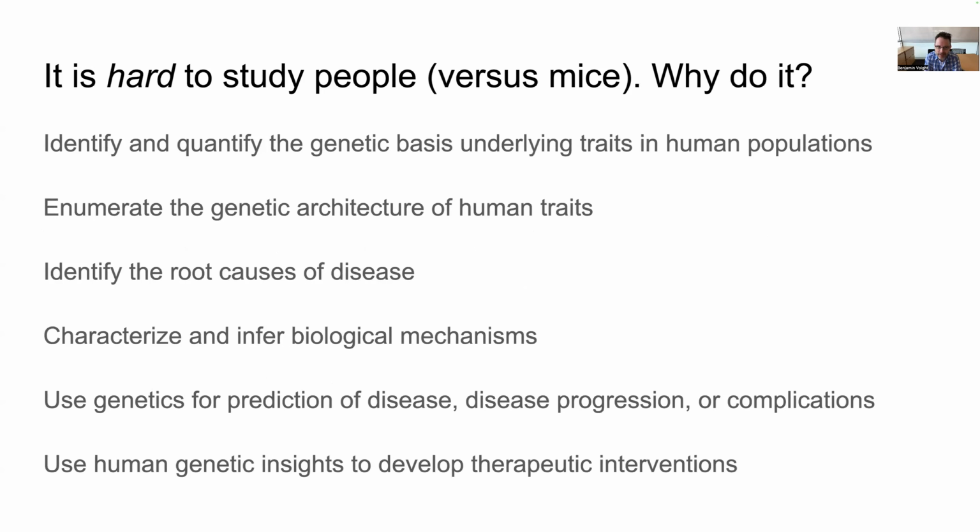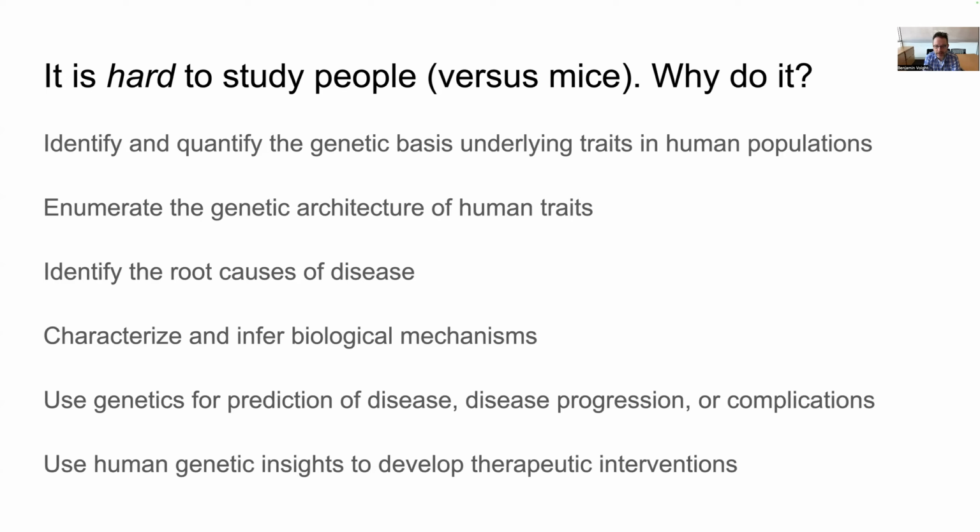I'm a human geneticist, and my focus is thinking about and studying humans as a central agent. It turns out that it's actually really hard to study people relative to other model systems like a mouse. So why are we even bothering doing this? There are a lot of really great reasons for this.